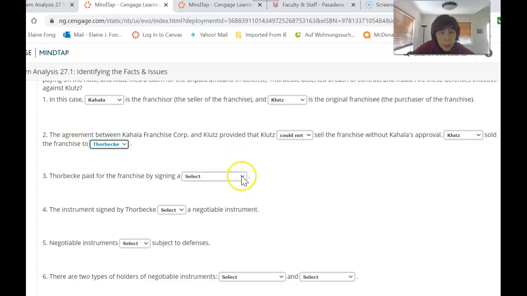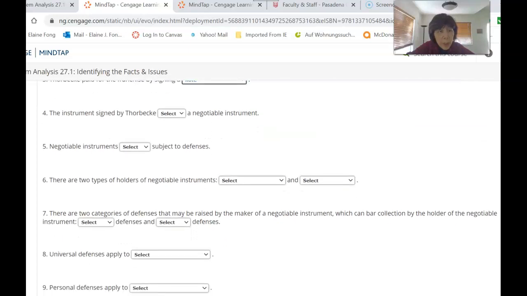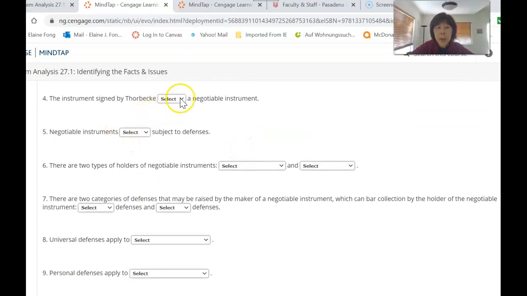All right, going on. Number 3. Thorbeck paid for the franchise by signing is it a note, a draft, certificate of deposit, or a check? The facts tell you that he signed a note, so a promissory note, which we have been learning about as a type of negotiable instrument. Number 4, the instrument signed by Thorbeck is or is not a negotiable instrument. I know we haven't gone through all the detail of it, but provided all the required elements are present, you have a negotiable instrument.